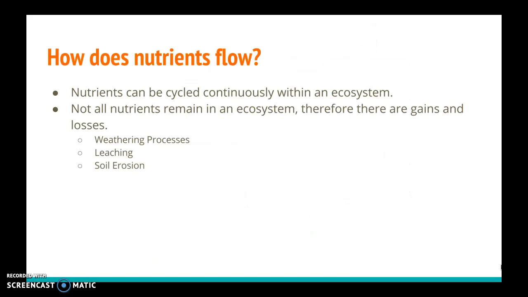Now, since you have seen how energy flows, you may wonder, how do nutrients flow? Nutrients flow differently than that of energy. Nutrients can be cycled continuously through an ecosystem, unlike energy, which once used cannot be recycled. Nutrients can be lost, but also gained.